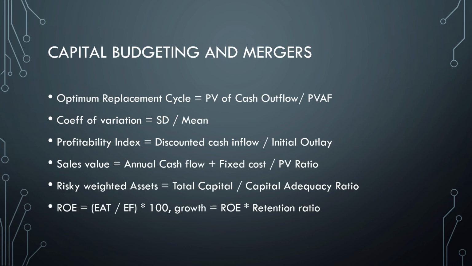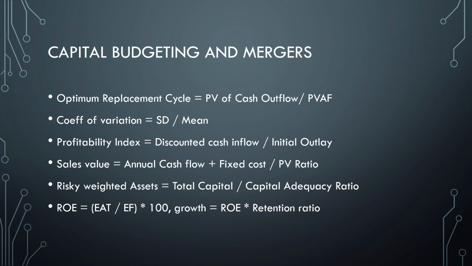Next one, capital budgeting and mergers. Optimum replacement cycle is equal to PV of cash outflow by PV annuity factor. The lowest of the options given should be considered for the replacement. Next one is coefficient of variation is equal to standard deviation by mean. Profitability index is nothing but discounted cash inflow by initial outlay. Sales value is equal to annual cash flow plus fixed cost by PV ratio.